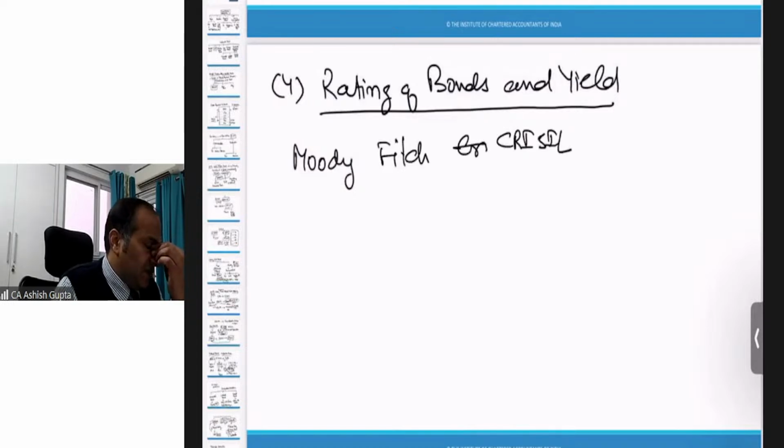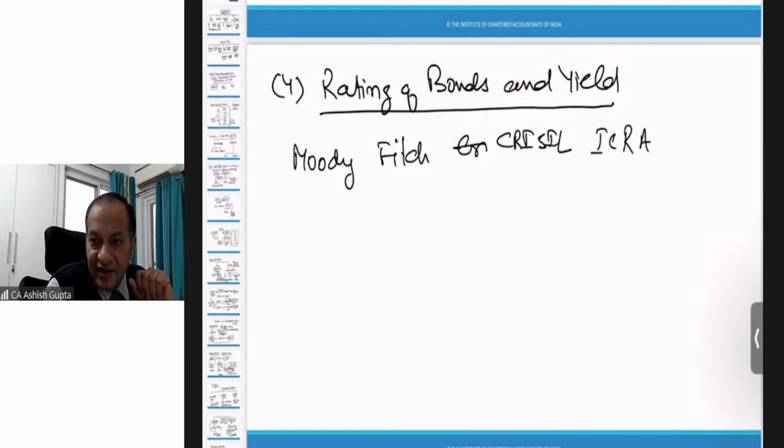There is another company, CRISIL, Moody's, Fitch, and there are one or two companies whose names I'm not recalling. CRISIL, and there is ICRA. I think it's ICRA. There may be some credit rating agencies. Yes, Tanisha, your answer is correct. ICRA.